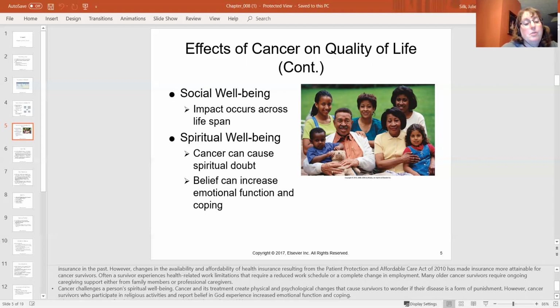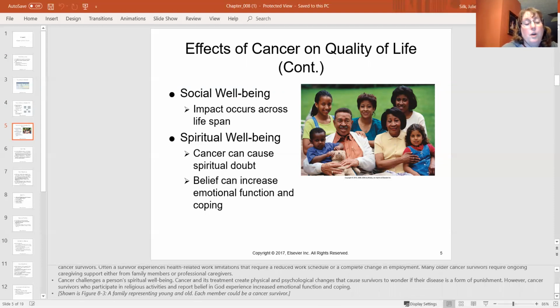Cancer challenges a person's spiritual well-being as well. Cancer and its treatment create physical and psychological changes that cause survivors to wonder if their disease is a form of punishment. However, cancer survivors who participate in religious activities and report belief in God experience increased emotional functioning and coping.